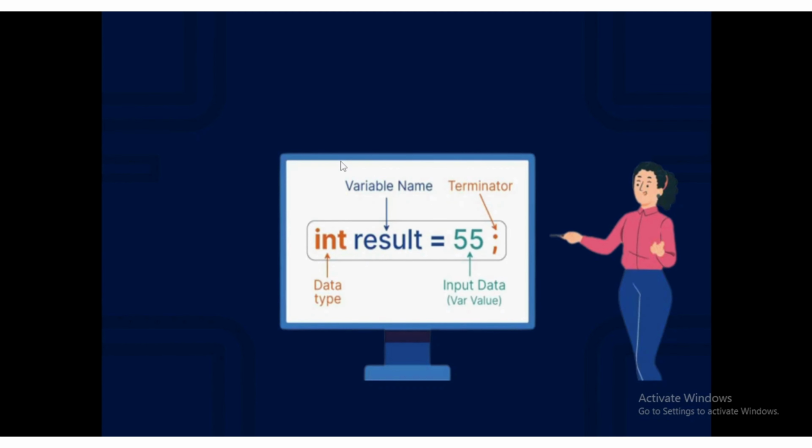In this example, we have declared a variable called result with data type integer, int, and we are initializing a value 55 to variable result. Here 55 is a valid integer value which result is holding in its memory.